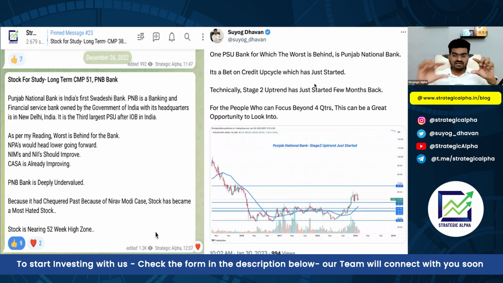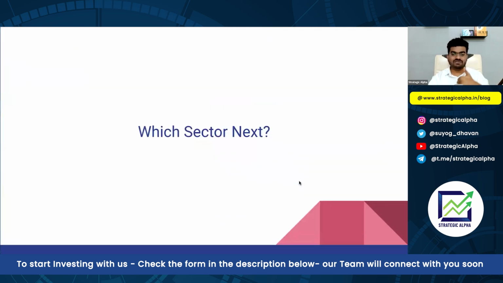So what I usually do is, in the deep value zone, I put in a small amount. I keep on averaging on the upside whenever the breakout happens. So technically, the stage 2 uptrend has just started a few months back. For people who can focus beyond 4 quarters, this can be a great opportunity to look into. This is what I spotted. So what is the sector which is going to outperform? This was a blast from the past.